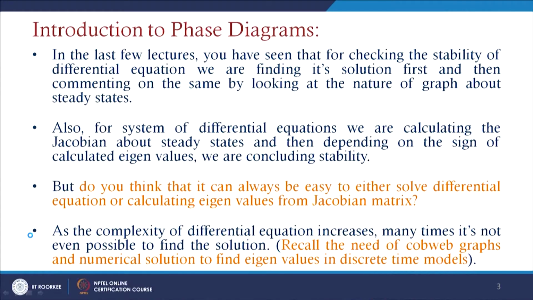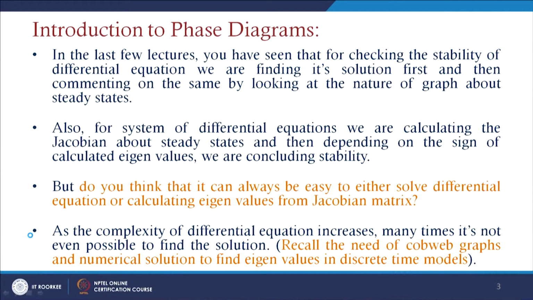Also, for a system of differential equations we calculate the Jacobian about the steady states, and then depending on the sign of the calculated eigenvalues we conclude the stability. But it is difficult to find this Jacobian matrix or calculate the eigenvalues, and we cannot say what type of behavior is shown under stability or instability conditions. But do you think it is always easy to either solve a differential equation or calculate eigenvalues from a Jacobian matrix? No, it is not always easy.